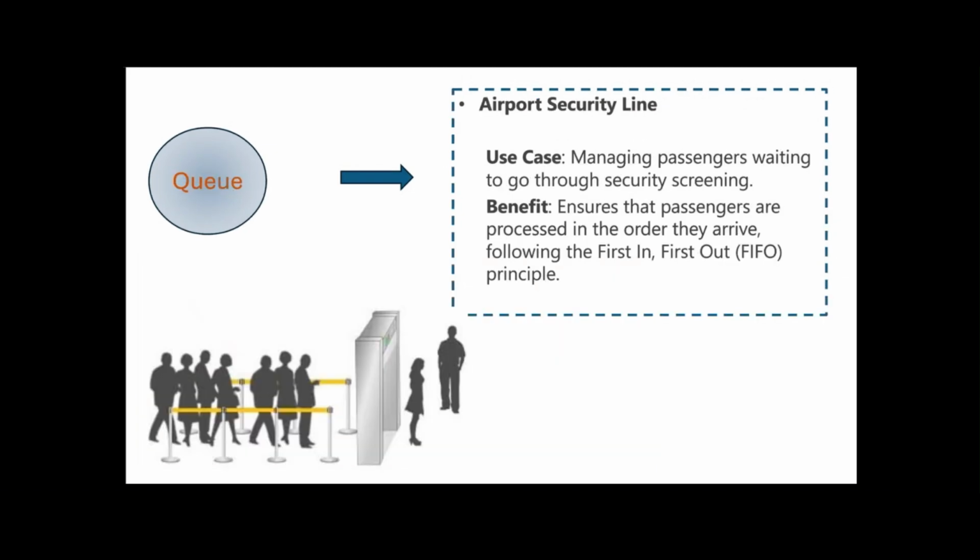Queue is basically very real life. You might have gone to an airport security line, or maybe a ticket booking line in a theater, right? It ensures that the processing is done in the order in which things arrive, like first in, first out. So that is the principle of the queue.